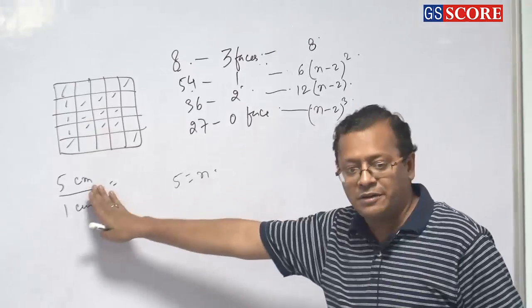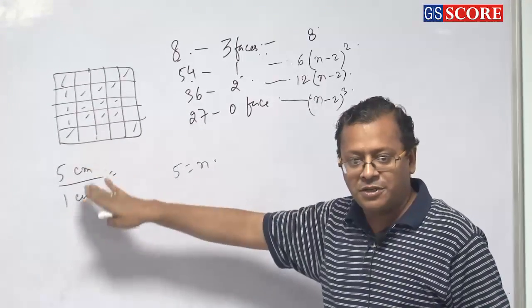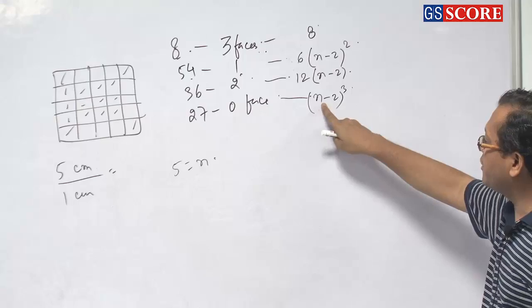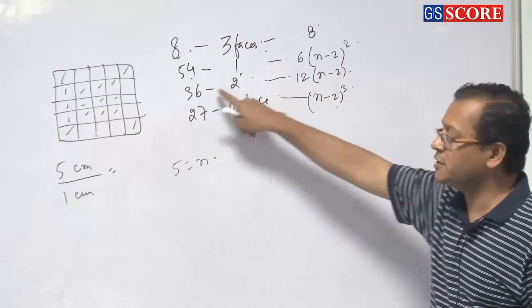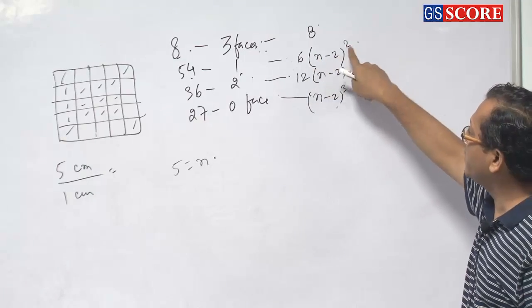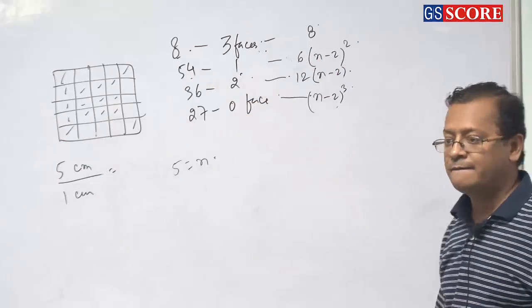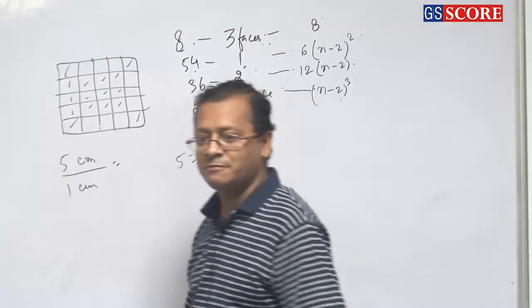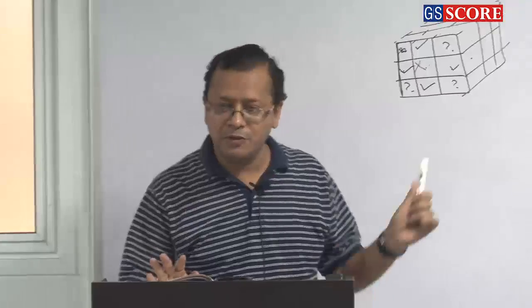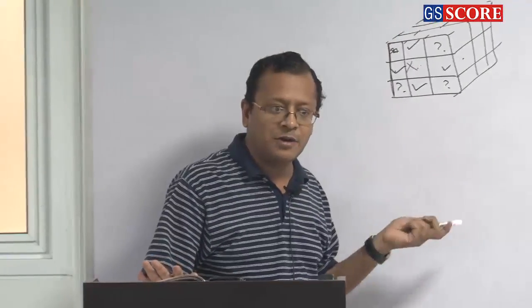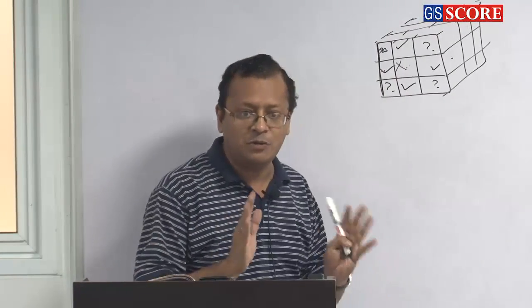N is equal to, here it will be 5. 5 centimeter cube, you verify it. 5 minus 2 whole cube is 3 cube is 27. 5 minus 2 is 3, 12 into 3 is 36. 5 minus 2 is 3, 3 square 9, 9 into 6 is 54. 8 will always be there. So one step formula, you can remember it, but you do it by this method as well. Why? Because situations might change. You should be clear about the formula.